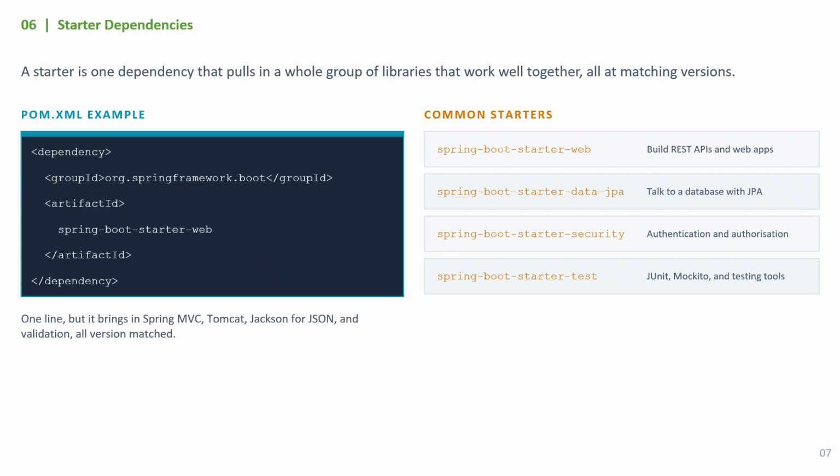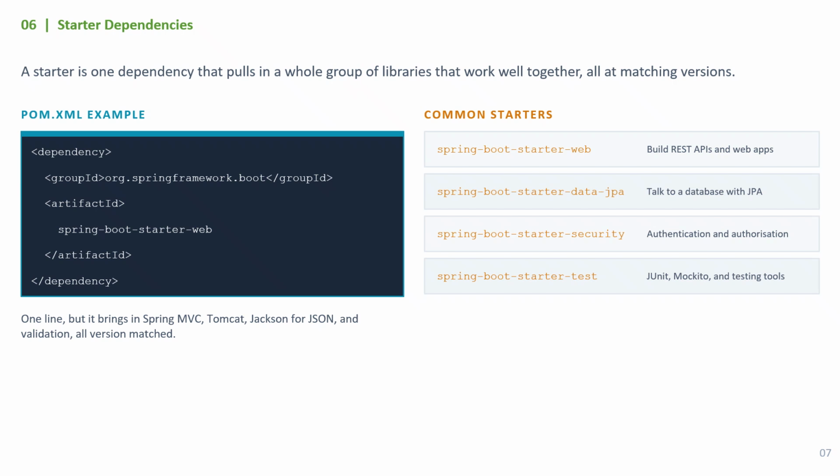Let's talk about starters because these are one of the simplest but most useful ideas in Spring Boot. A starter is one dependency that pulls in a whole group of libraries that work well together, all at matching versions. Look at this example from a pom.xml file. This is just one dependency entry, Spring Boot Starter Web. But that one line brings in Spring MVC, Tomcat, Jackson for handling JSON, and validation support, all already version matched so they work together without conflicts.